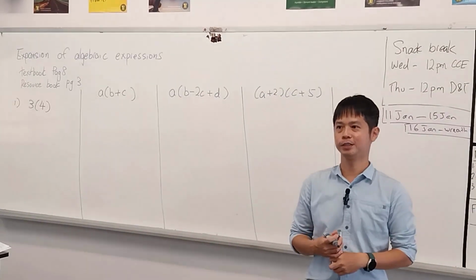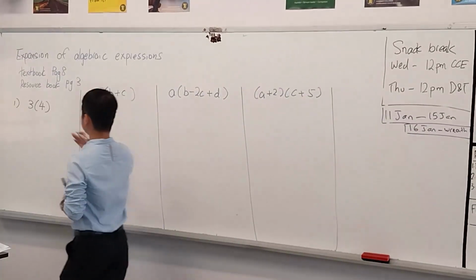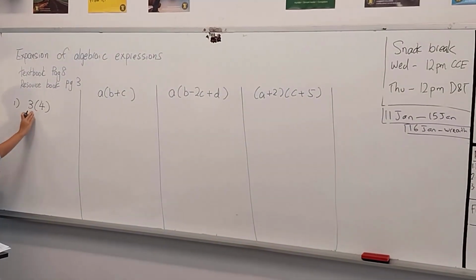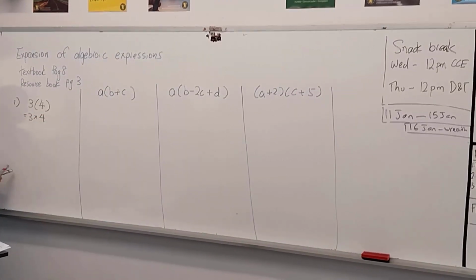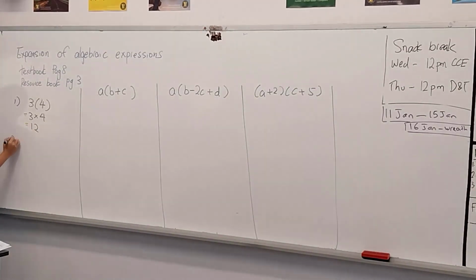What do you think? Sheila says times. Okay, so without any operation written down here, we have 3 times 4, and we will get 12. Now, what happens if you have a question that is 3 bracket 4 plus 2? What is the answer?